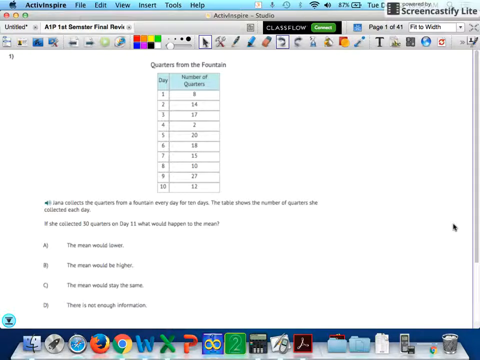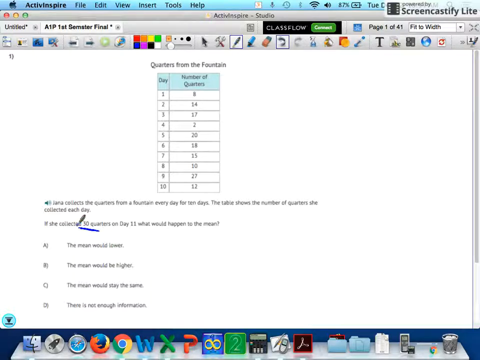Okay. So this first question says that she collects quarters from a fountain every day for 10 days. And the table is how many she collected. If she collected 30 quarters on day 11, what would happen to the mean? So it's wanting to know, is that mean going to go up or down? What that essentially is asking is, is 30 higher than our mean? Okay, because if 30 is higher than our mean, it means it's going to make it go up.